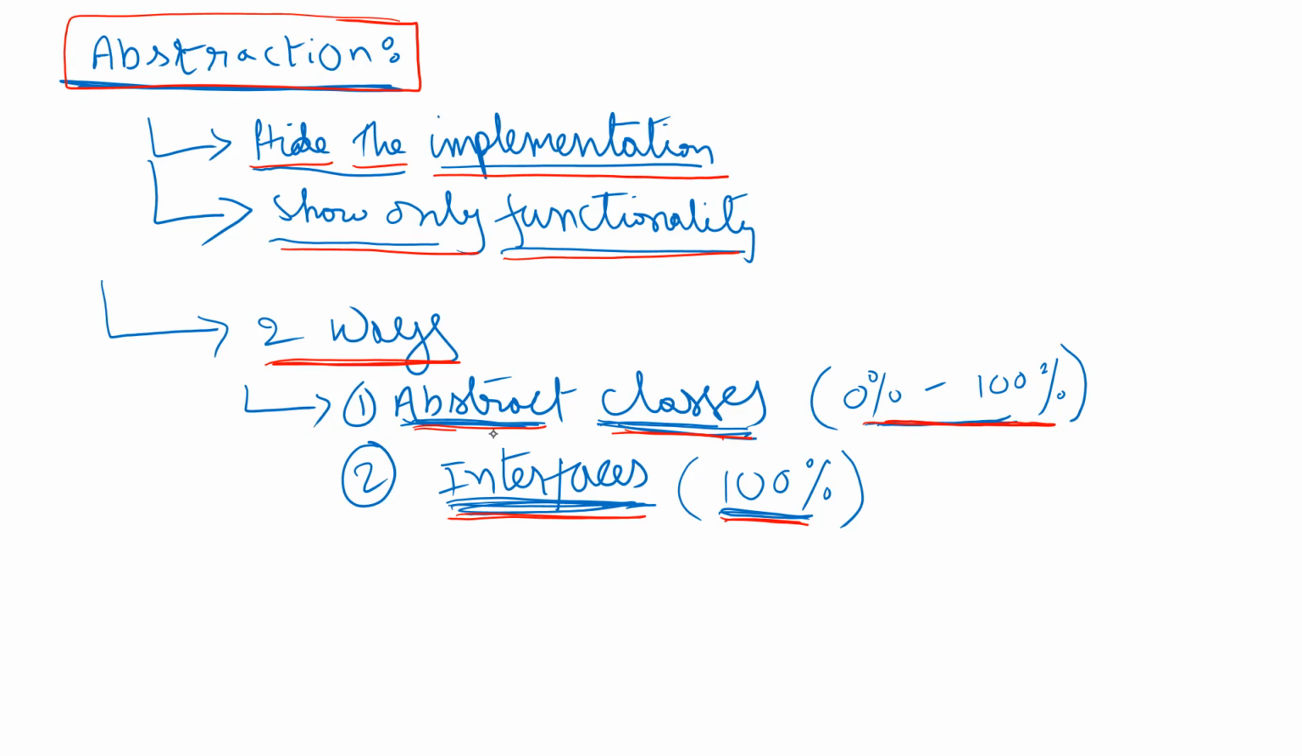The reason why we may not achieve 100% abstraction with abstract classes is abstract classes may contain concrete methods as well, that means methods with body. But interfaces contain only abstract methods, that means they do not contain methods with body. That's why using interfaces we can achieve 100% abstraction.